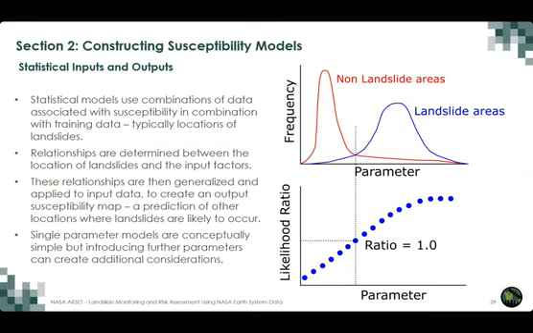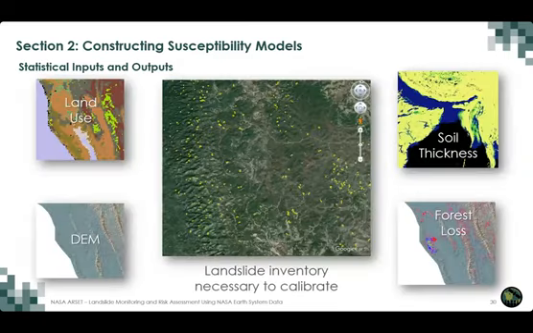So, for example, in this very simple assessment, we could say at higher slope values, there is a relatively increased likelihood of landslides to occur. A single parameter model would be conceptually simple, but ultimately we have access to a lot of different data sets. And so we would think a lot about these more complicated multi-parameter models and how they would be combined together. And so that's probably really important.